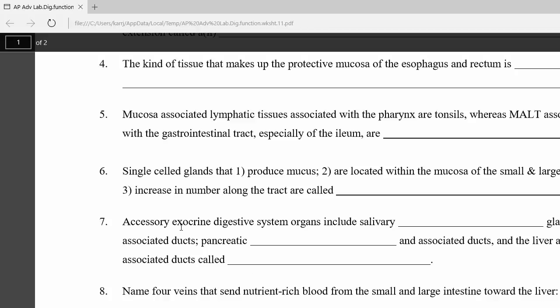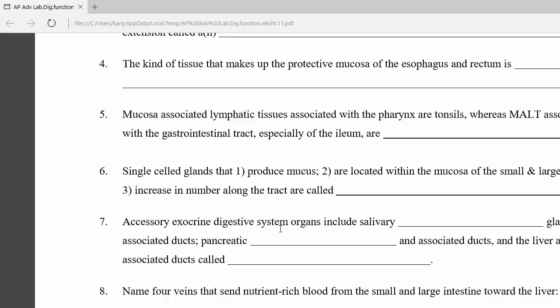And then we have exocrine organs. We have the salivary, what type of glands? Alveolar glands, and the ducts. And then we have the pancreatic, what are they called? These are exocrine, so that means they're not endocrine. So they're the acini or acinar. Acini, it's more than one.